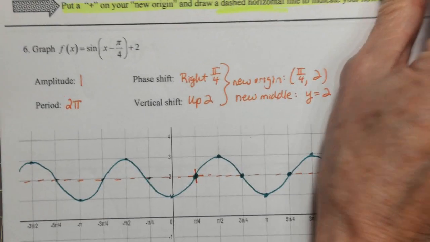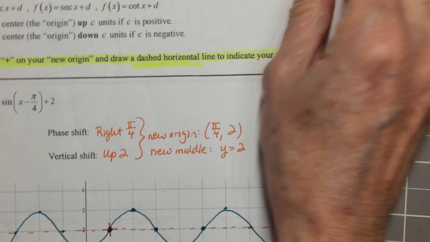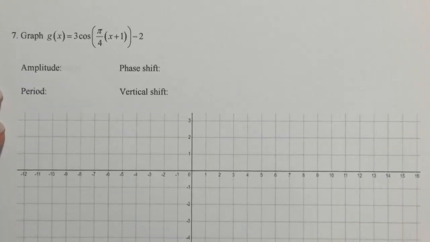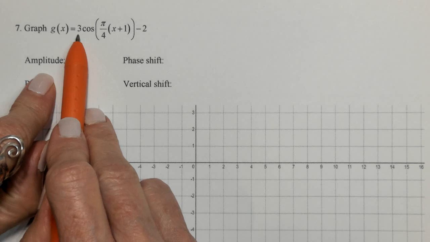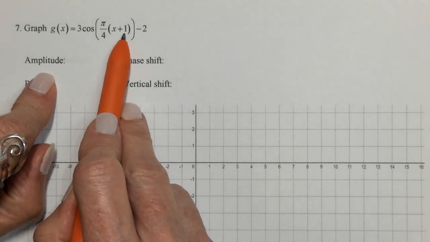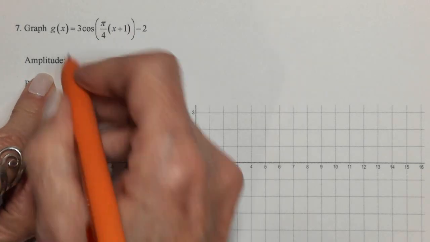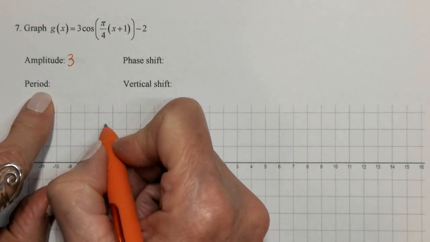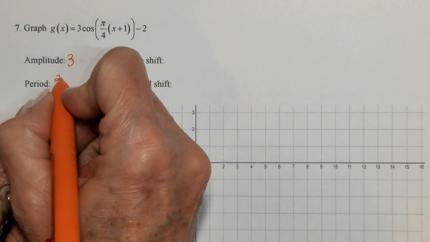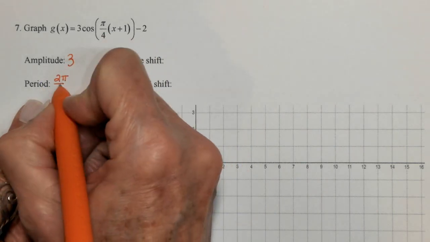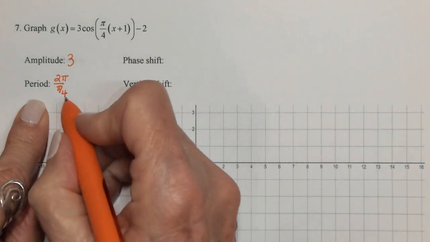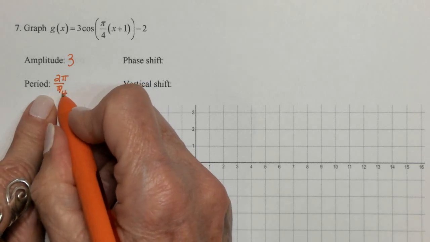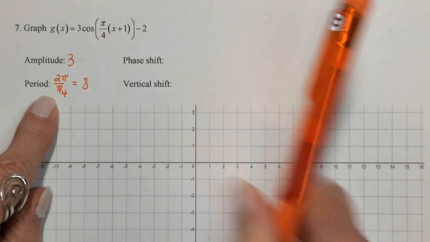Alrighty. Let's do another one. Here we have a cosine. It has a new amplitude, it has a new period, it has a phase shift, it has a vertical shift. The amplitude is 3. The period is the period of cosine divided by the x coefficient. If you multiply top and bottom by 4, you'll get 8 pi over pi, so this is just 8.